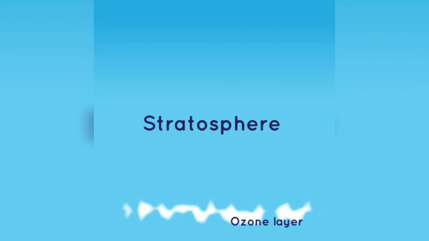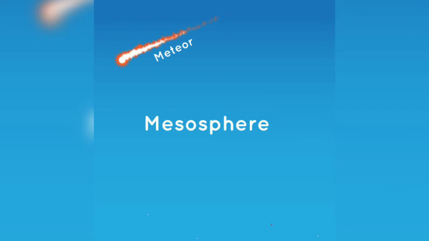Now let us learn about mesosphere. So two zones have been completed. I mean, two layers have been completed. So the third and middle layer is mesosphere. The mesosphere lies between the thermosphere and stratosphere. It is the middle layer of the Earth's atmosphere.